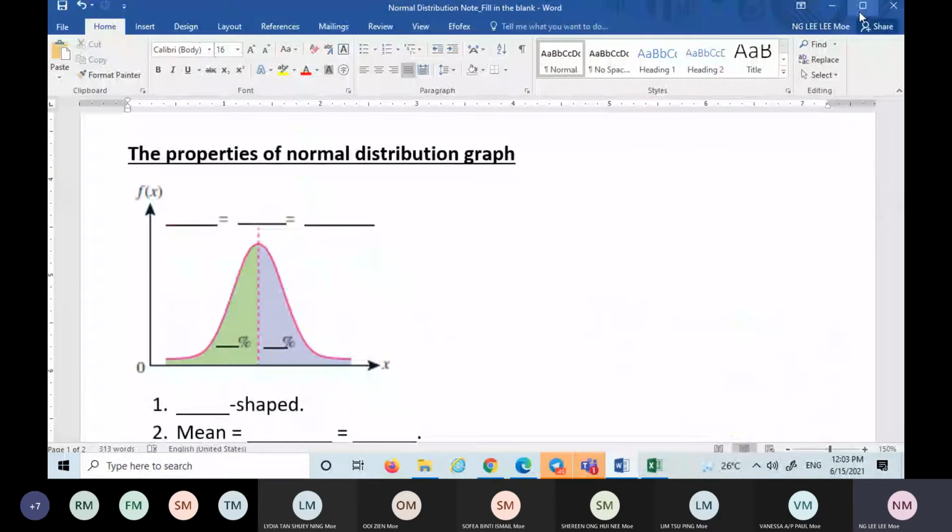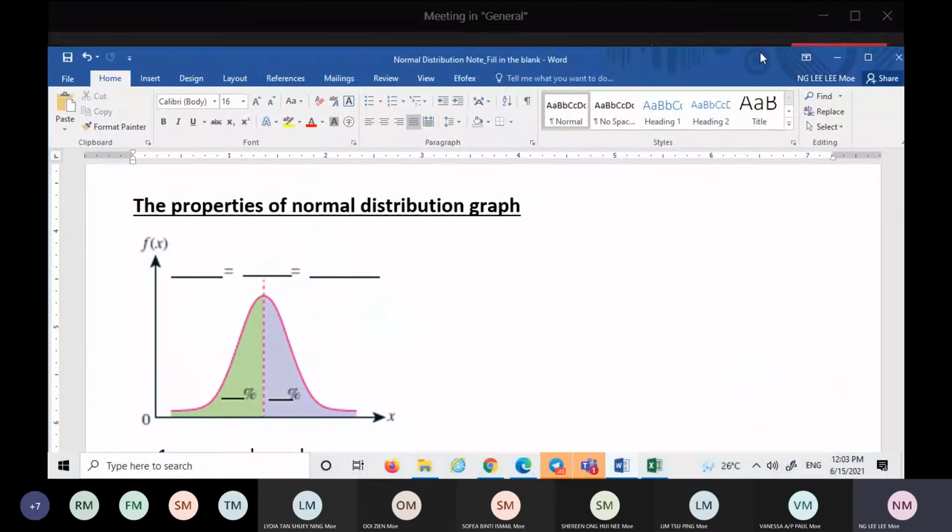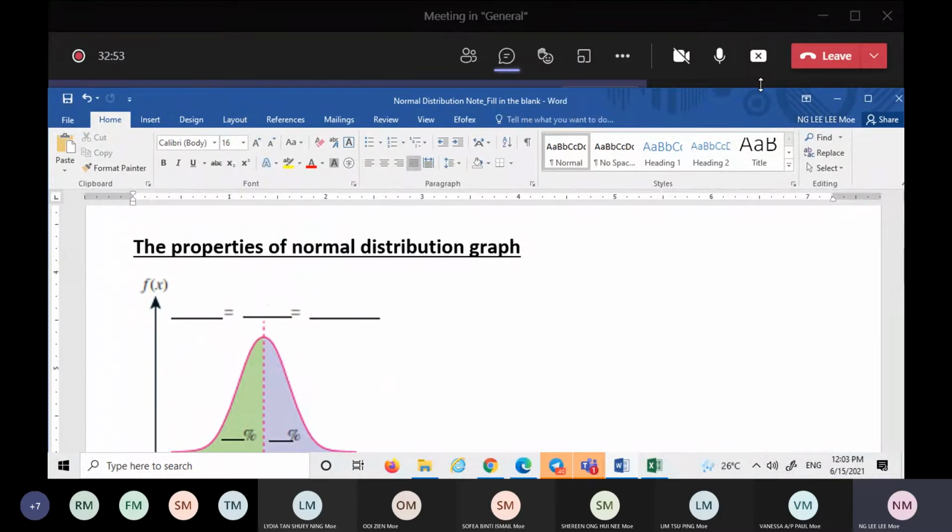Why can't I make it become smaller? What's happening?